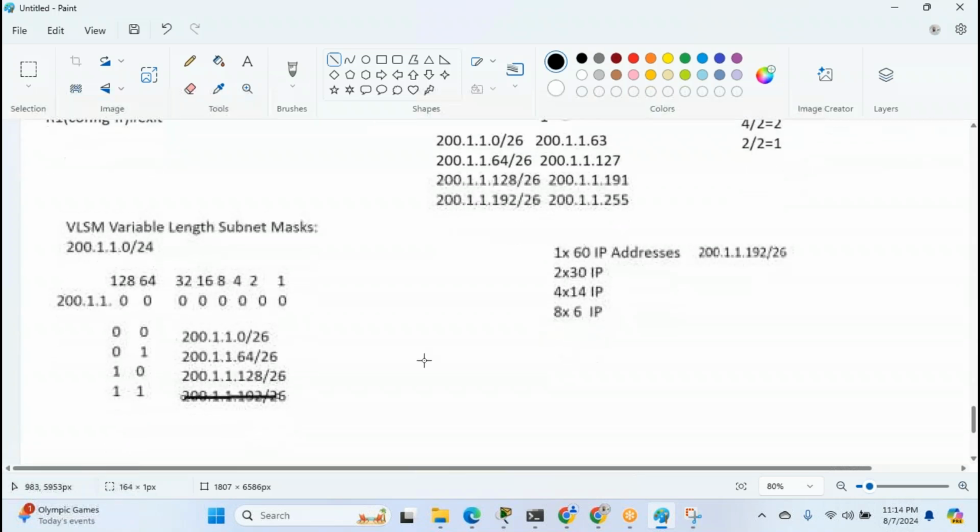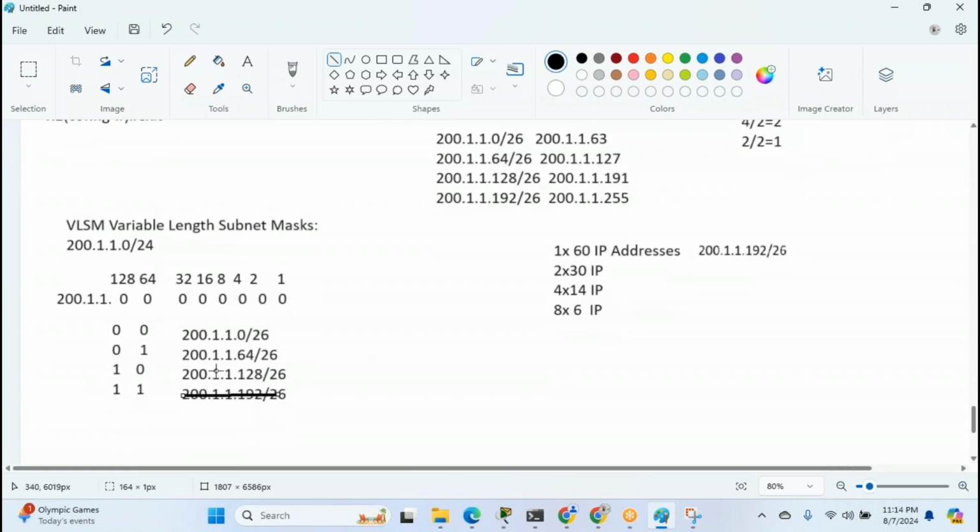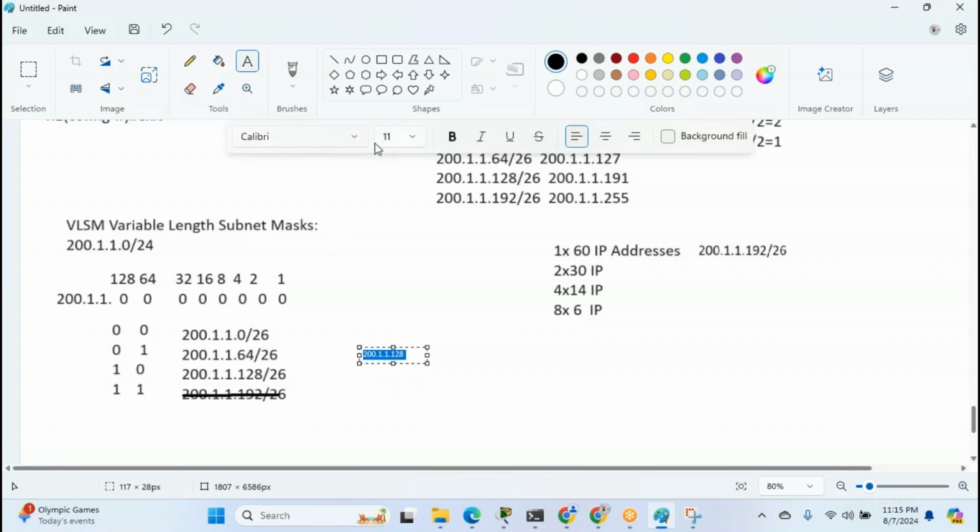Second one, two subnets of 30. I will use the second one, 200.1.1.128 /26. It is already /26. So if we write it in binary, 200.1.1. then 10. So this is already part of the network. Then we have 1, 2, 3, 4, 5, 6. So these 6 bits are available for subnetting.